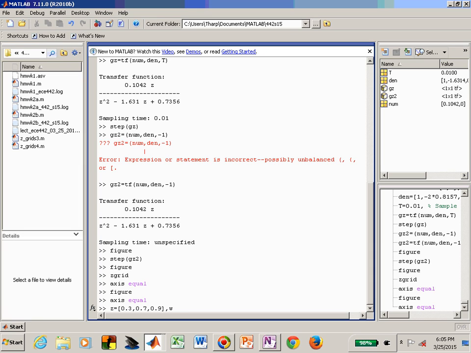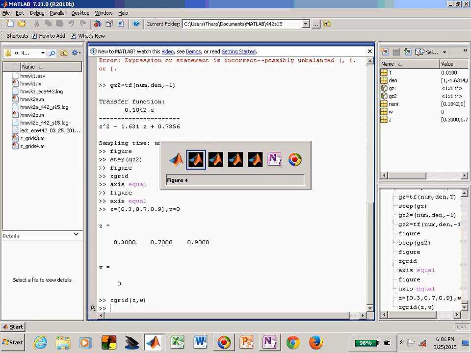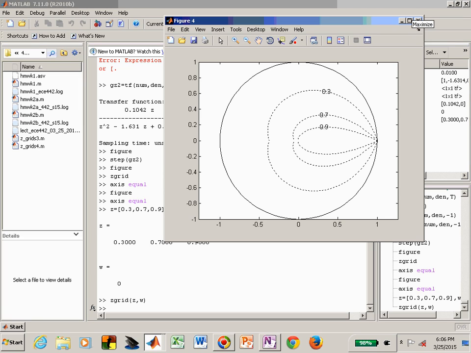And suppose that I don't want any natural frequency line, so I'm just going to say W is equal to 0. My parameterized variable for my frequencies, I'm just going to say are 0. I didn't need to display those. But now I could say zgrid of Z and W. And now I have, did I say axis equal? I did, didn't I? So that should look something like a circle.